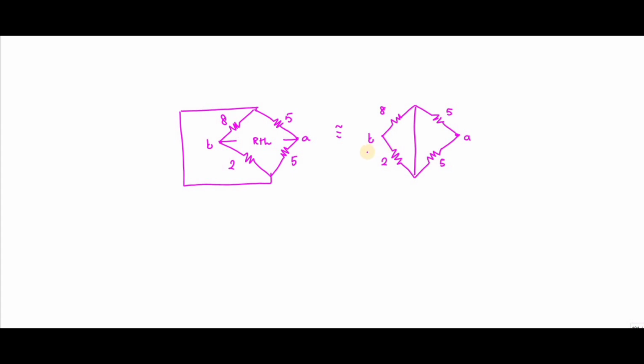So if you see, the 5 ohm and 5 ohm resistances are in parallel, and the 8 and 2 ohm resistances are in parallel, right? So that is the case. I can write 8 into 2 divided by 10 and 5 into 5 divided by 10, right? So you will get 1.6 and 2.5 as answer, right? So the overall value will be 2.6, right?